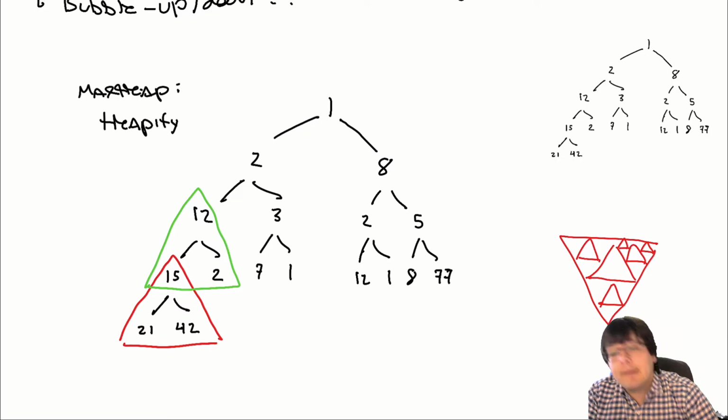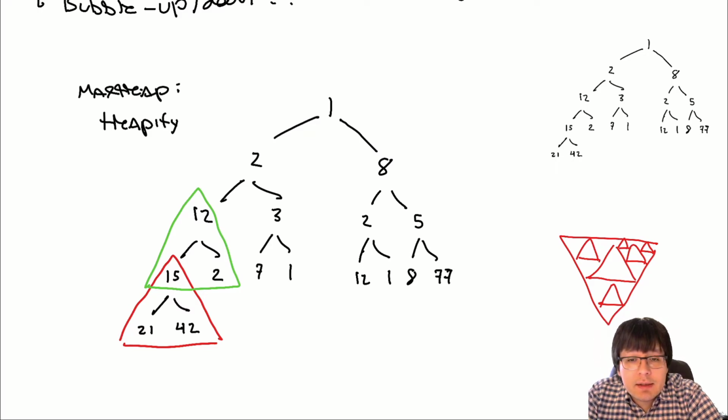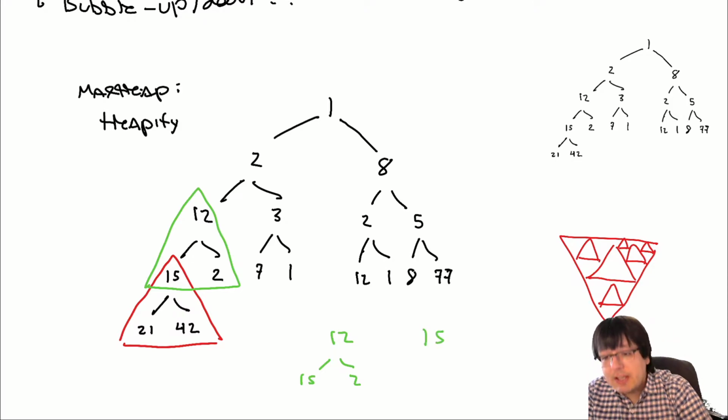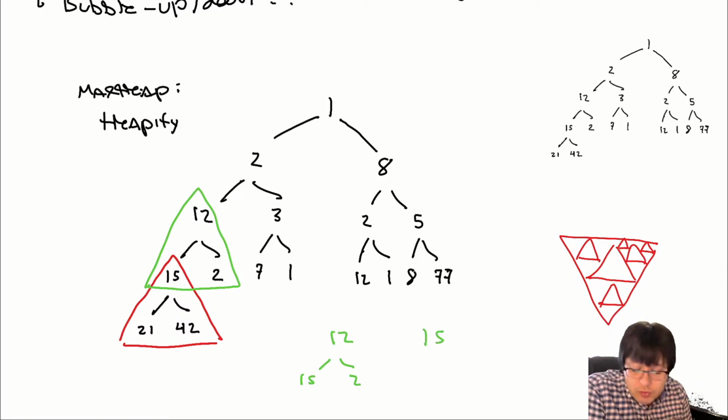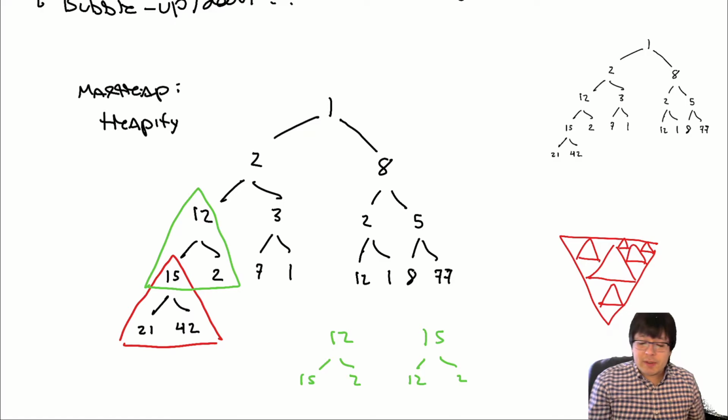Here's the reason why. If we try heapifying the green one first, then what's going to happen? Well, if we're looking at 12, 15, and 2, and we're doing a max heap, we can see that 15 has to be the parent. It doesn't matter where the 12 and the 2 end up, but 15 has to be the parent. Right? So regardless of which one you choose, you're going to have the same issue, which is the 15 is going to be replaced by the 12.